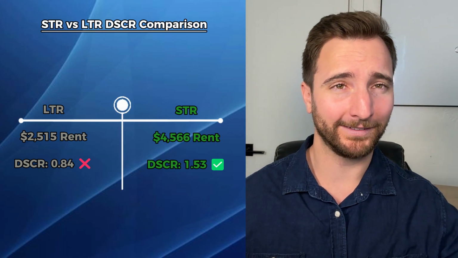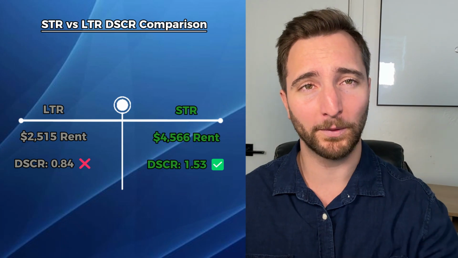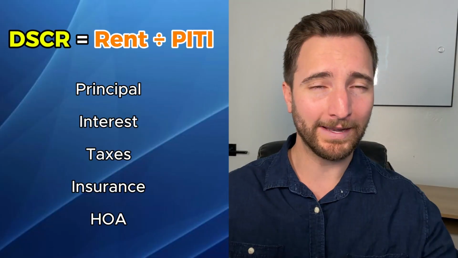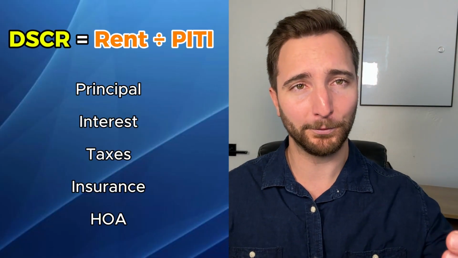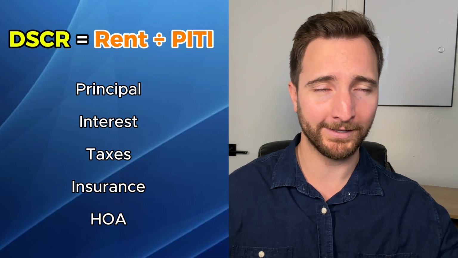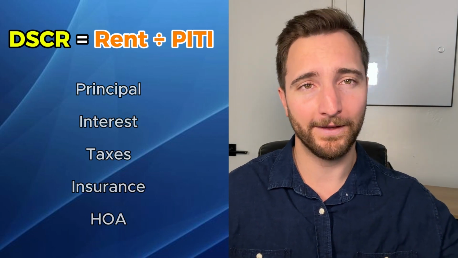Lenders are mainly concerned with the actual rents, whether they be short-term rents or long-term rents. We're ideally looking for a 1 DSCR ratio. Again, this is where the rent completely covers the mortgage payment. Rent divided by the PITI payment, right? Principal, interest, taxes, insurance, and then adding an HOA if applicable.